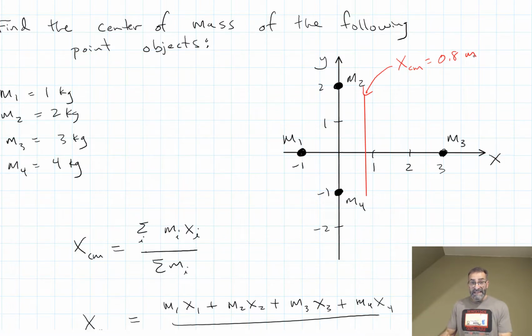In other words, if these 4 point masses were connected by some kind of a massless structure, massless rods, where would I balance it? Where would I be able to balance the object? Somewhere on this red line, because that's the x location of the center of mass. Now I have to find the y location of the center of mass, and then I'll know the exact center of mass location.